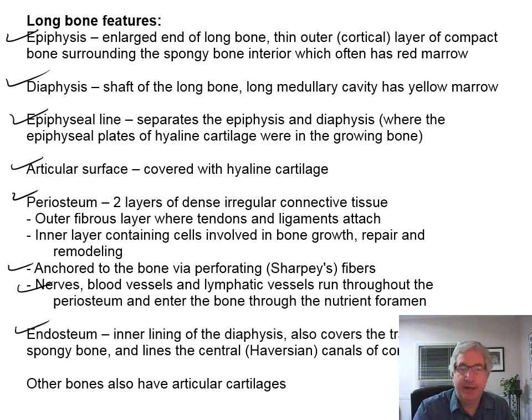Endosteum is the inner lining of the diaphysis, and it also covers the trabeculae of the spongy bone and lines the central canals of the compact bone. Those are called Haversian canals, and I'll show you pictures of those when we talk about osteons in a second. And not only long bones, but other bones also have articular cartilages. That's not just confined to long bones. Lots of bones have articular cartilage because lots of bones meet other bones, and that's where the bones articulate. So you have to have a little cushion, a little cartilage there to allow those bones to move against each other. All right, next slide.